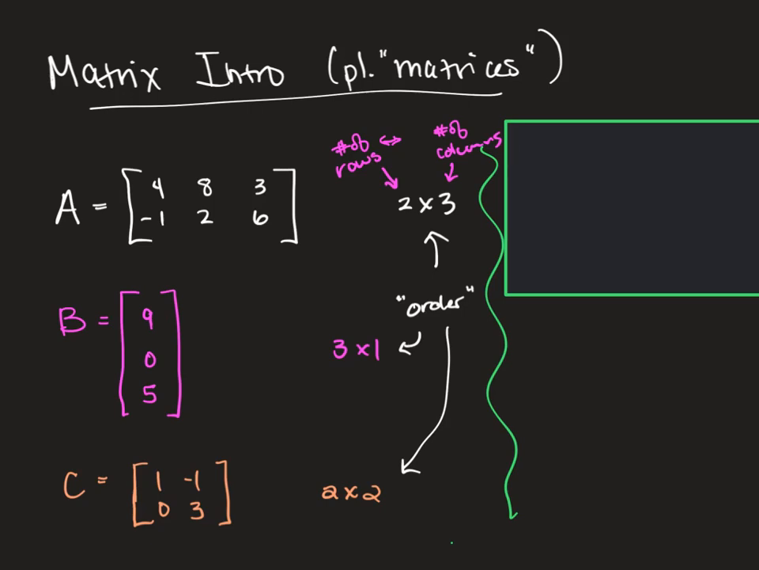Okay, so some matrix information. Matrices are always labeled with what we call an order. In this case, the order of A is a 2 by 3, and it's the number of rows, so 2 rows, 3 columns. So this is a 3 by 1. This is a 2 by 2.